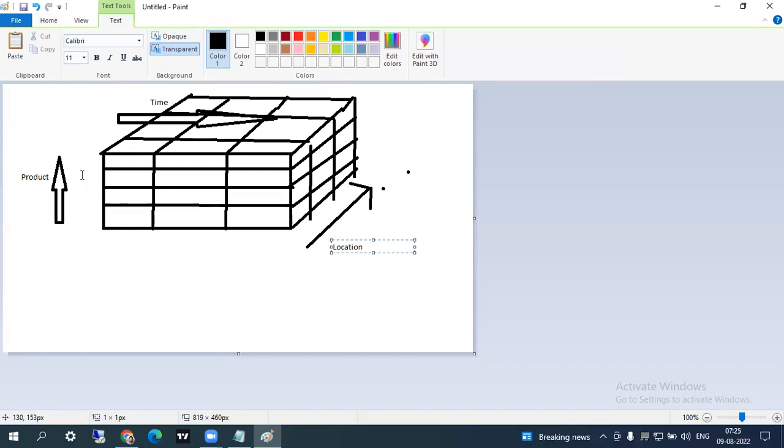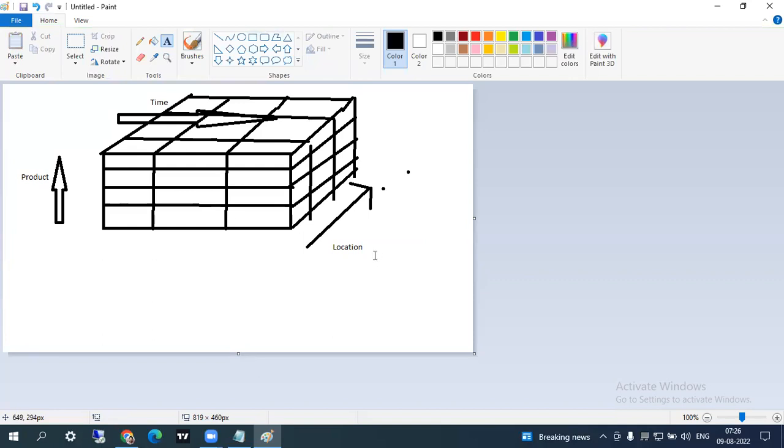Initially, in the two-dimensional table, I was capturing only product and time: what different products were sold and in which quarter, how many of that particular product were sold. You capture that in the product dimension, and in the time dimension you capture the quarter.